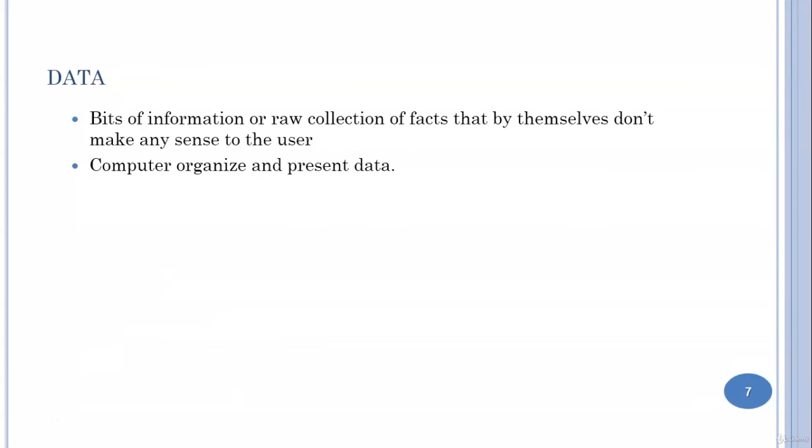Now, the next part of a computer system is the data. So, data, as we discussed earlier, is the bits of information or raw collection of facts that by themselves do not make any sense to the user. So the computer's primary job is to organize data and to bring it into presentable form.